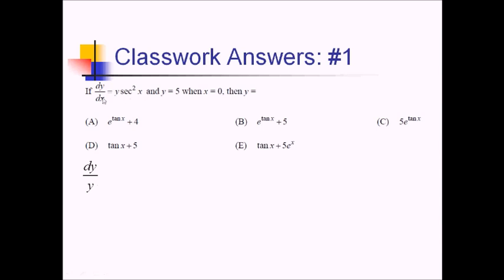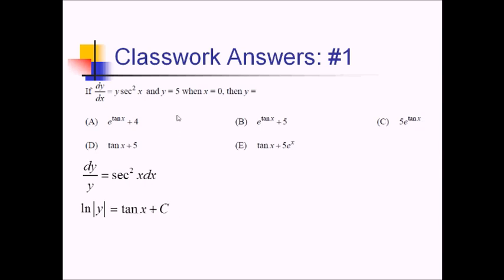And then on the right side, I'm going to multiply by dx to get that over there. So I've got secant squared x times dx. Next, I need to take some antiderivatives. On the left side, this is going to be ln absolute value of y. On the right side, I've got conveniently just tan of x plus c.